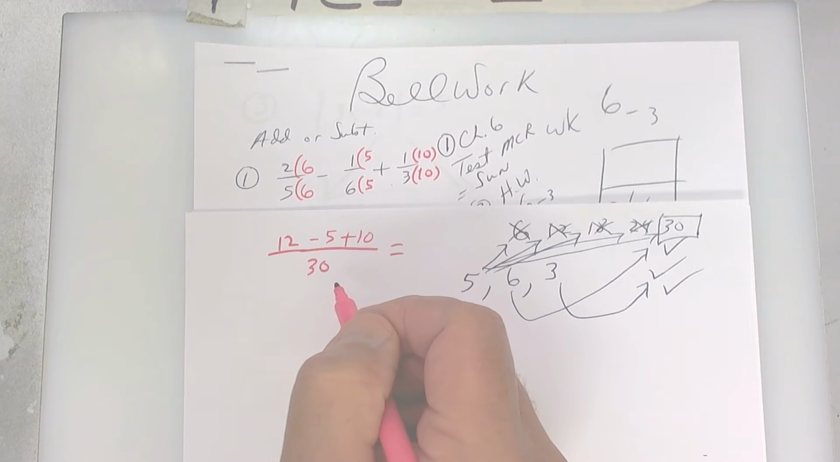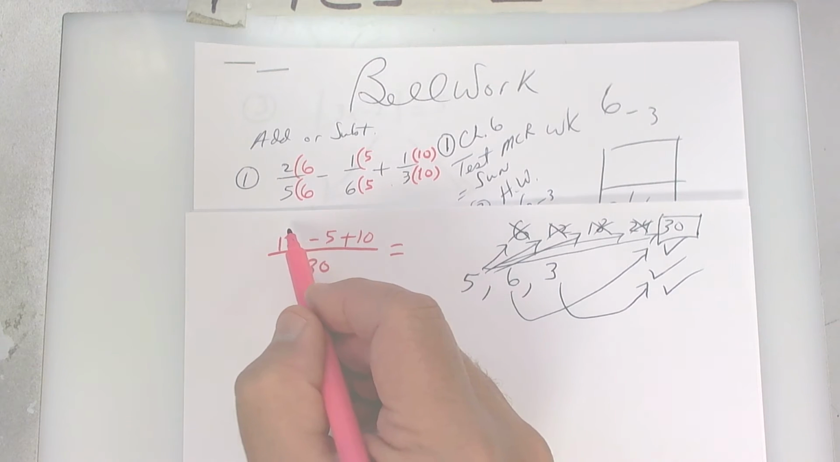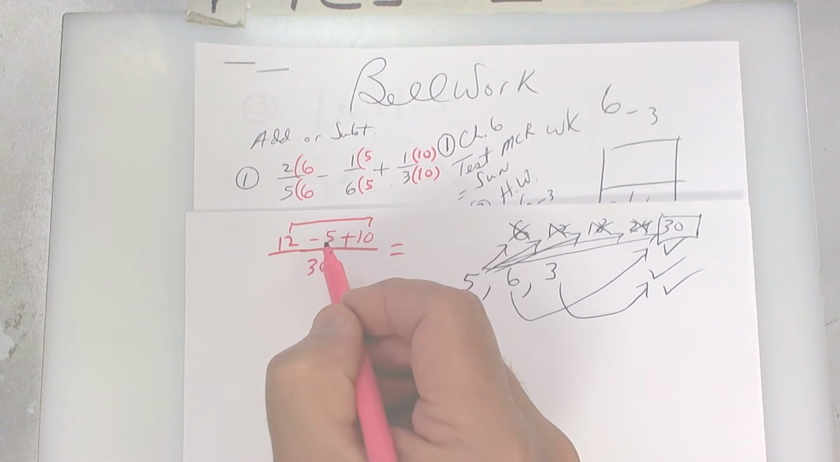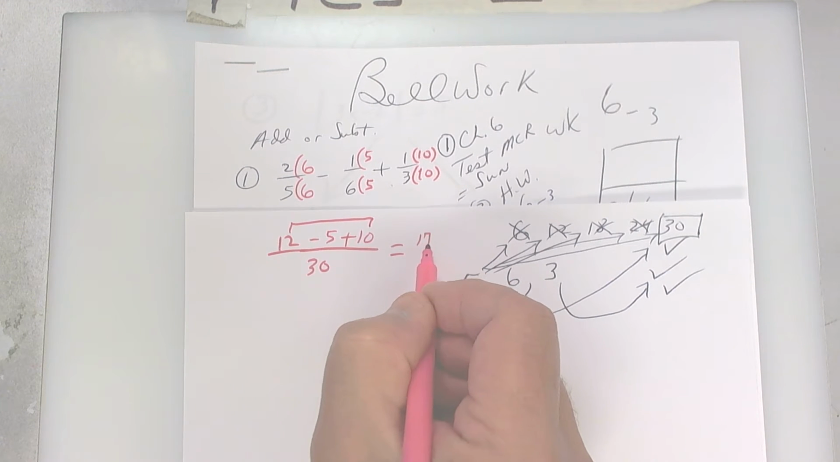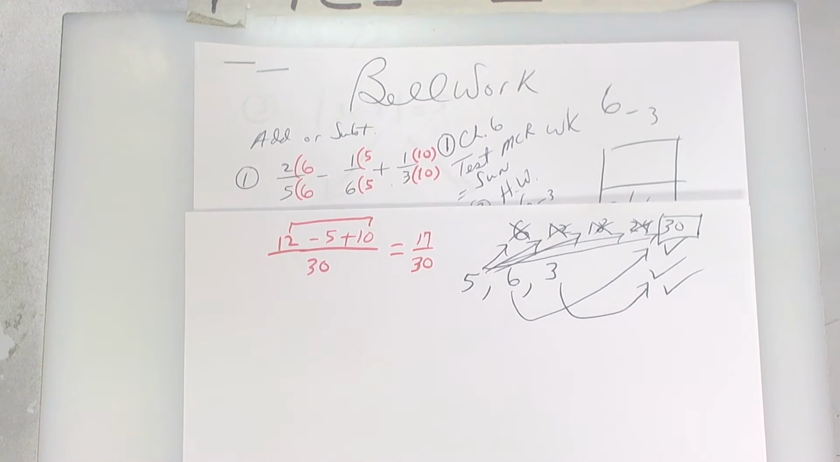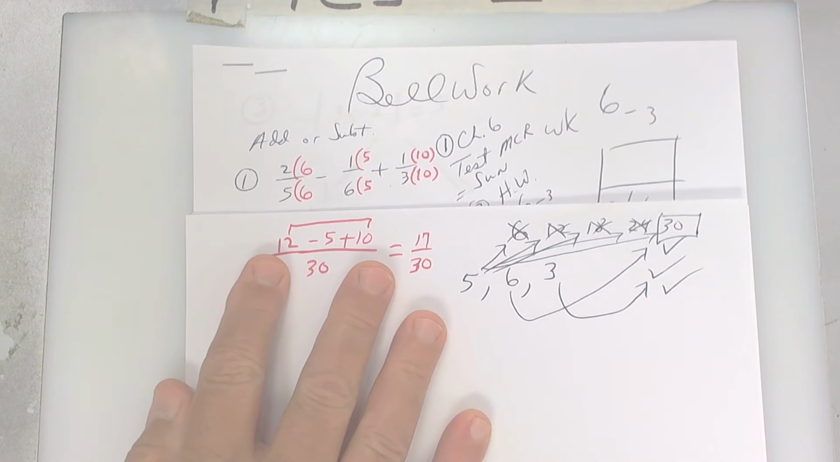Now that you have your least common denominator, we can combine these. This right here is going to be 22, and minus 5 is 17 over 30. And that's what you should have. So make sure you have 17 over 30. Make sure you understand that. All right, let's keep moving.